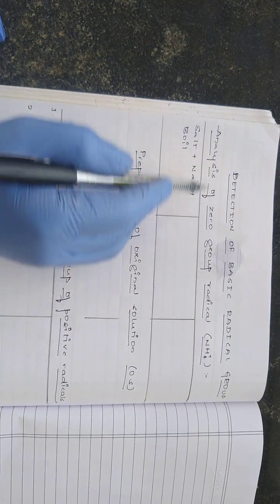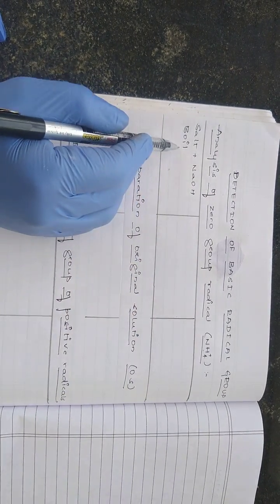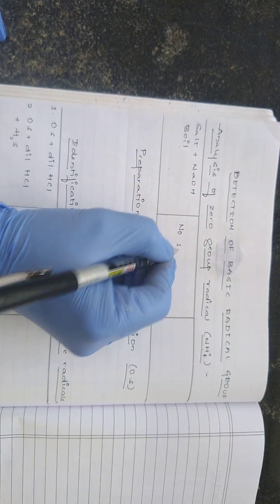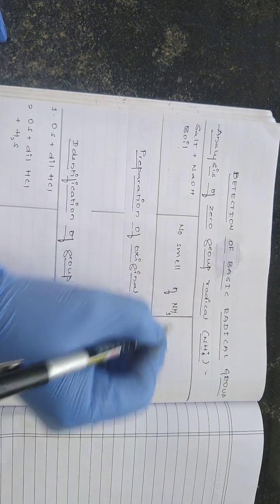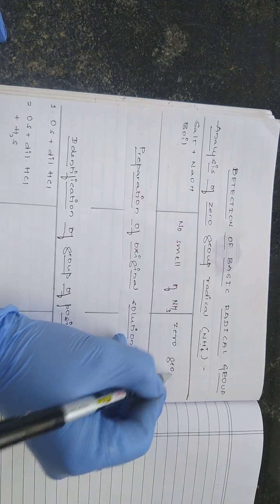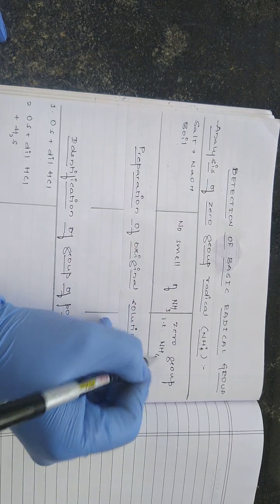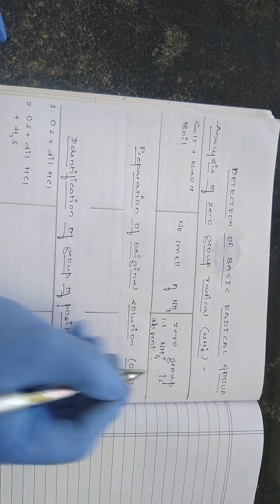Detection of basic radical group. We started with analysis of zero group radical ammonium, salt plus NaOH, boil. We are getting no smell of ammonia. So the inference is zero group, that is ammonium NH4+, is absent. So this is the inference which we are getting.